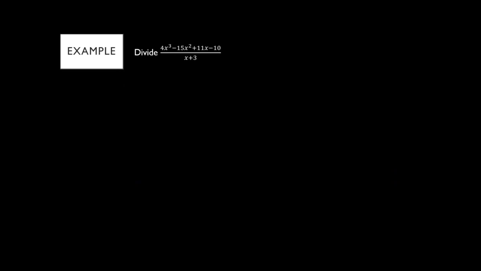So let's get started. You can see it as a fraction where you're told to divide, or you can see it written out with the actual division symbol. Here we see it as a fraction, and we're dividing the top by the bottom. What you do is take your coefficients, ignore all the variable parts, and write them in a row. So I have a 4, a negative 15, 11, and a negative 10.